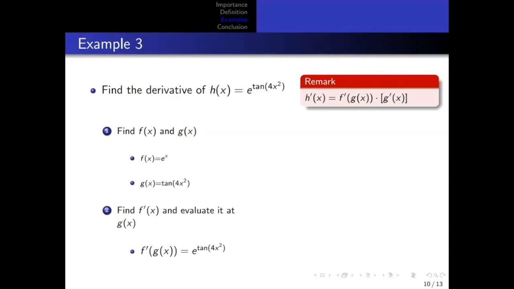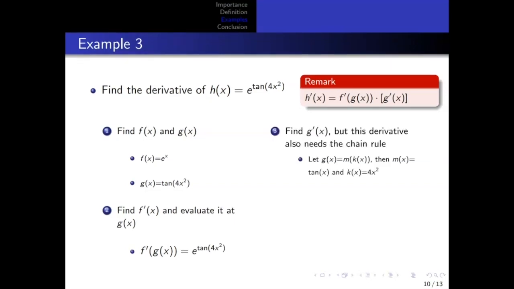Now to find g prime of x, but this derivative also needs a chain rule. So we're going to let g of x equal m of k of x, then m of x will equal tangent x, and k of x will equal 4x squared. This is an example of a double chain. You might see this come up in Calculus 1 problems, so I wanted to give you an insight here.